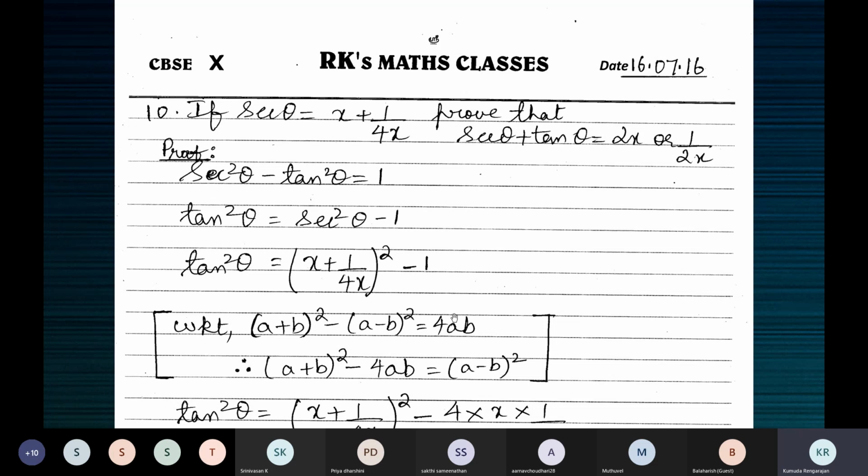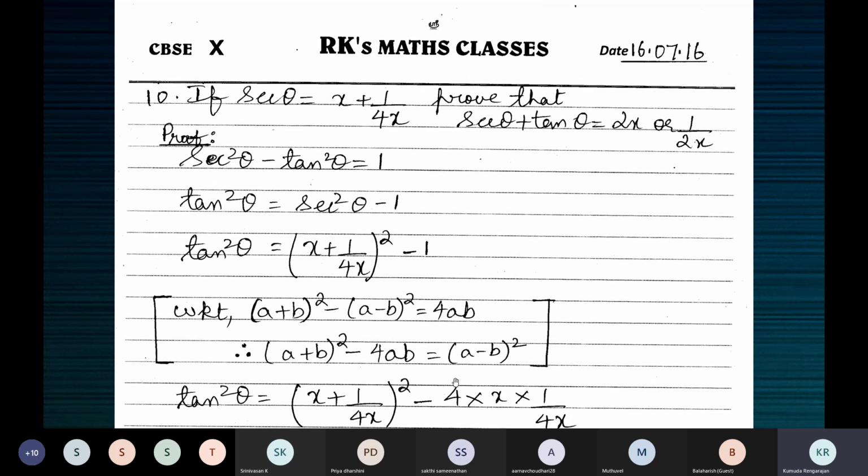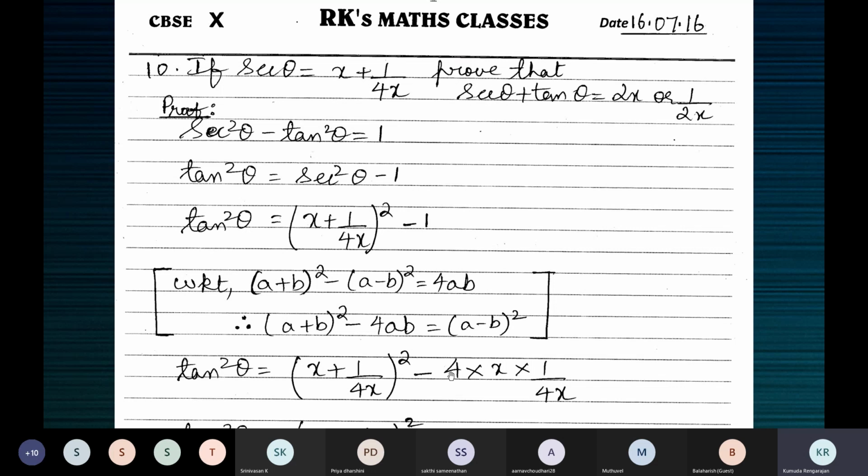And now again the identity. This is like a plus b the whole square minus 4ab, which can be written as a minus b the whole square. See here, how is this minus 4ab? You can see it here, 4 into a into b. When you do this, 4x and 4x get cancelled. So it's nothing but minus 1.